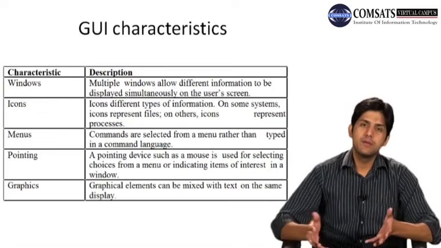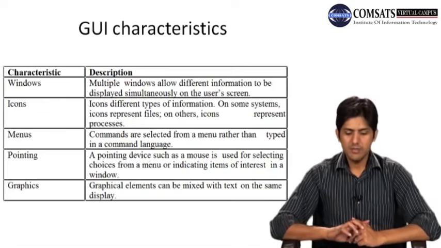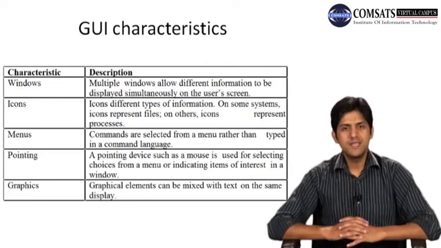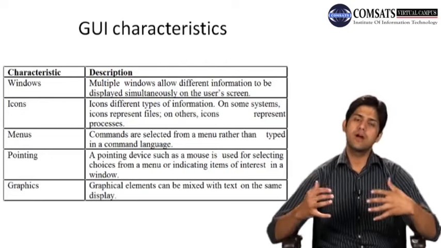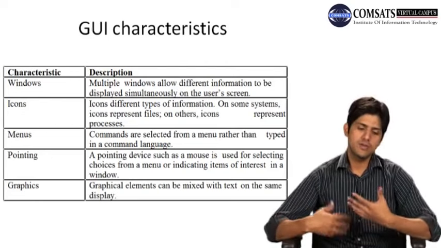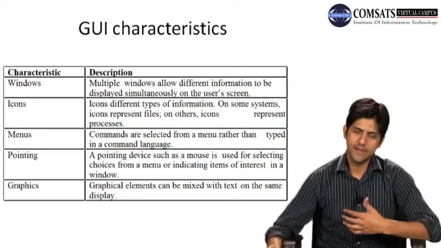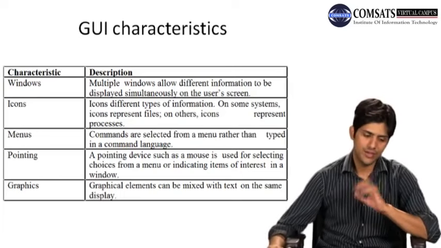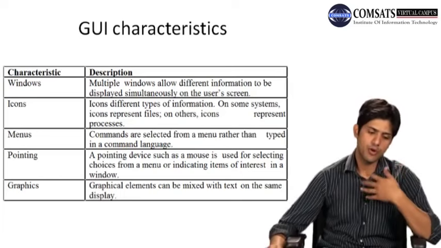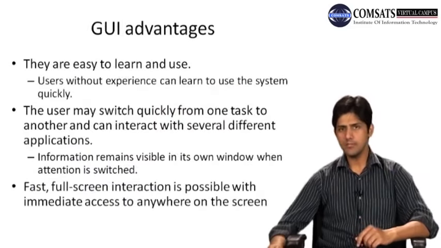And then we have some graphics, and these graphic elements can be mixed with text on the same display. So we can include graphics to make our user interface more interesting. There are 5 different characteristics that we associate with GUI: we have windows, icons, menus, pointing, and then we have some graphics.